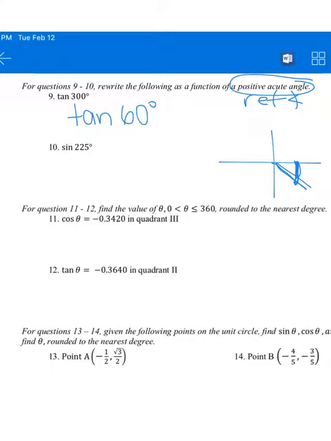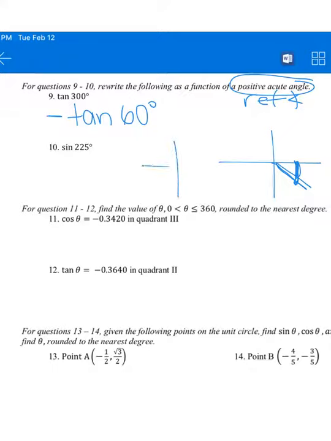degrees. So the tangent of 300 is the same number as the tangent of 60, but then I have to see if there's a sign change. The tangent of 300, that's in quadrant 4, which is where tangent is negative. So I have to negate the tangent of 60. Okay, same idea for number 10.